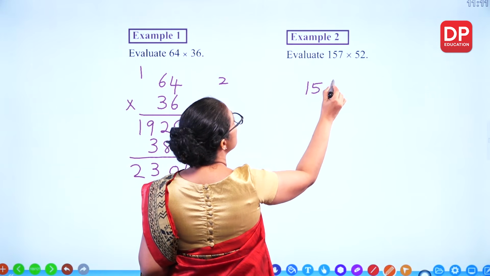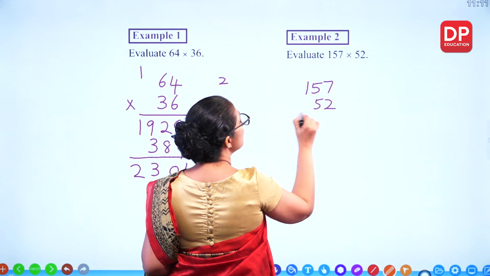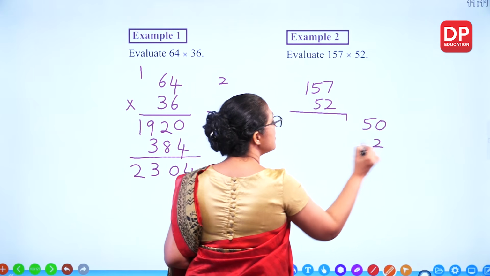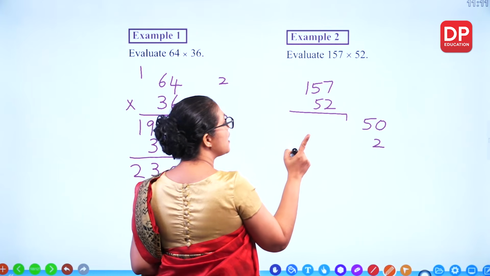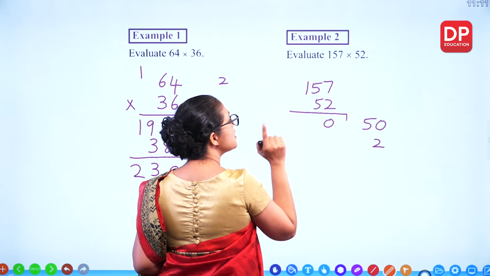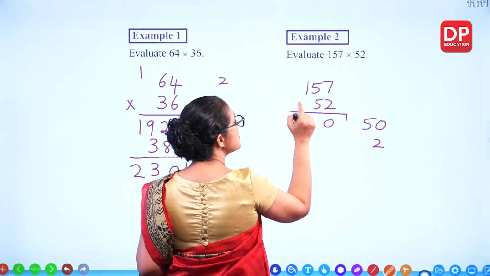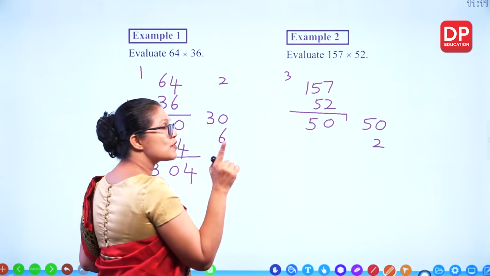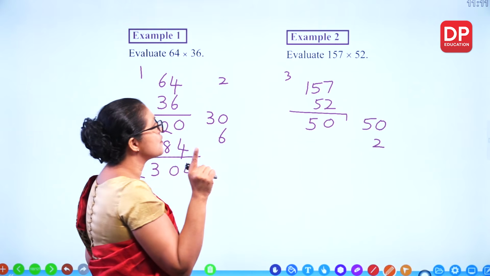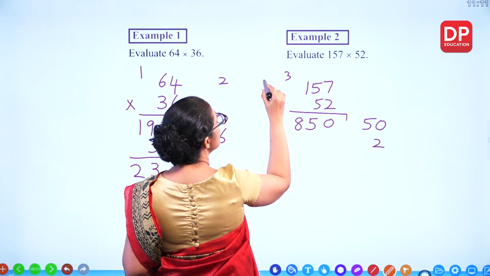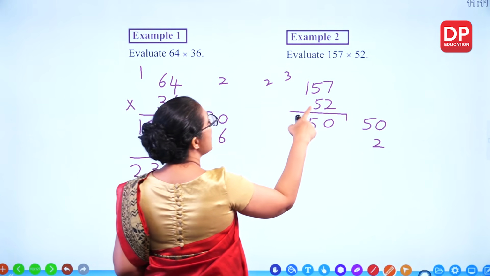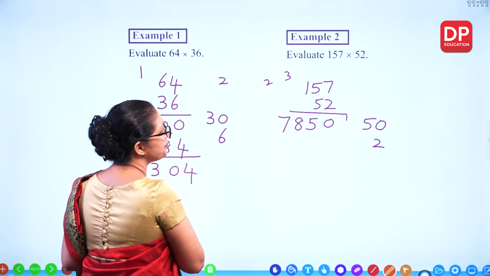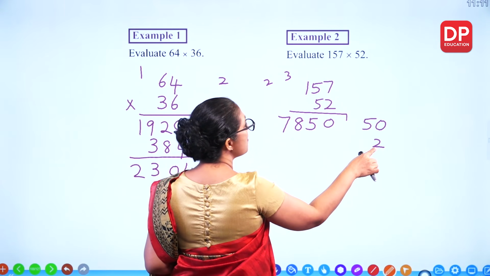157 multiplied by 52. How do you multiply by 52? 50 and then by 2. So how do you multiply by 50? Put a 0 and multiply by 5. 5 times 7, 35. 3 remaining. 5 times 5, 25 plus 3, 28. 2 remaining. 5 times 1, 5. 5 plus 2, 7. Now multiply this by 2.